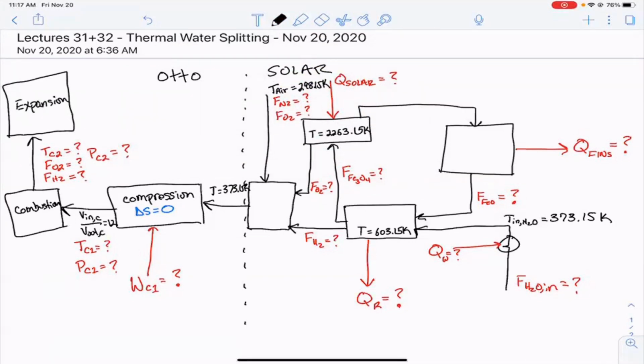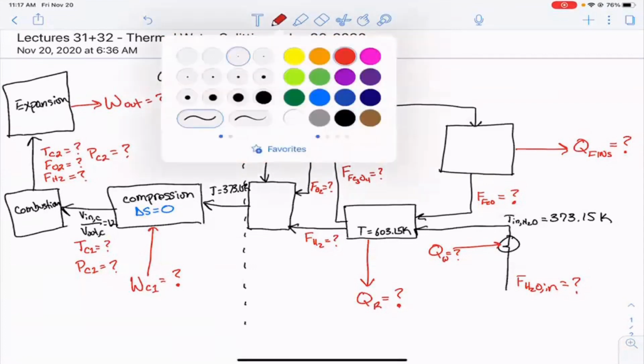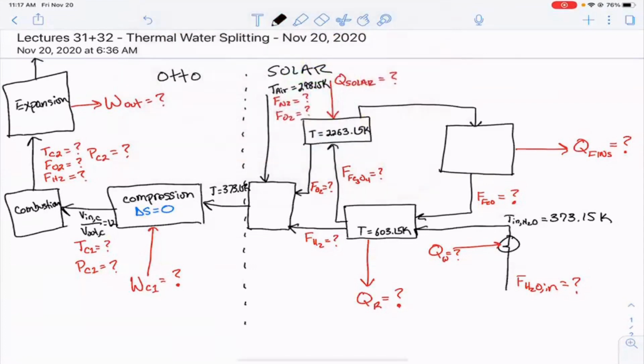So we're going to have an expansion, and that is where we're going to get work, right? So work out is equal to a question mark. And leaving our system, we'll have gases that are at some temperature and pressure that we will determine, okay? So the temperature leaving the expander we'll figure out, and the pressure leaving the expander, okay?